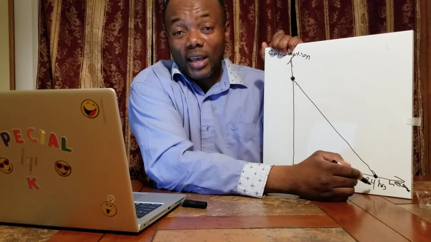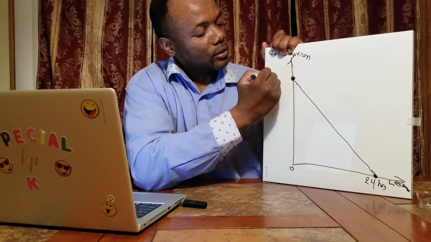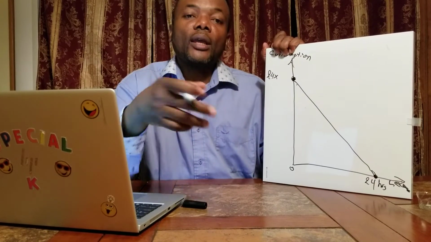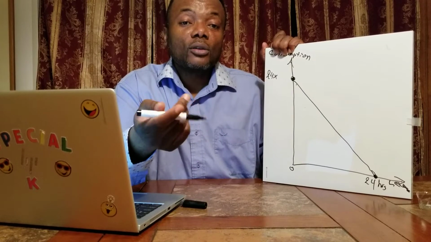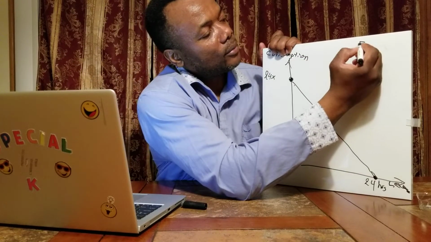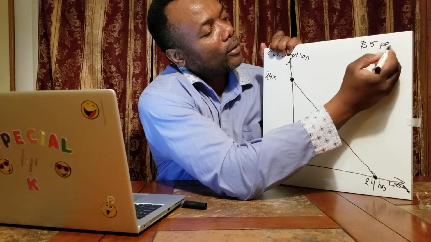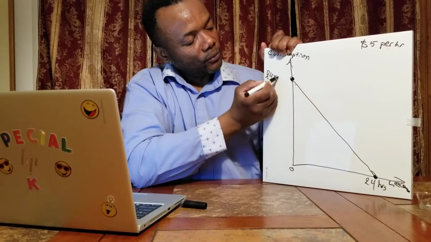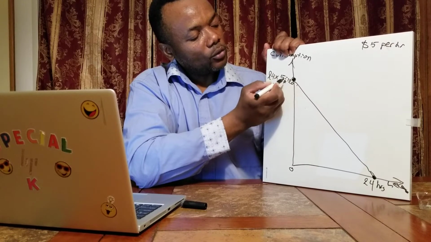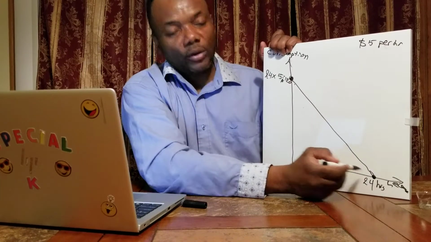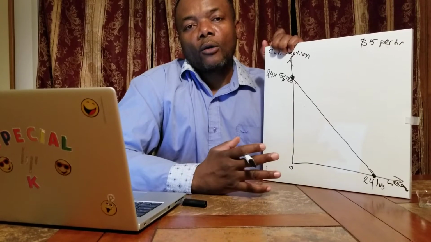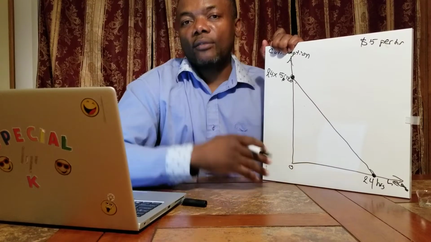Okay, how do you get this point? If it's per day, it's going to be 24, which is the number of hours, times the hourly wage. How much do you get paid per hour? Okay, so let's say you get paid $5 per hour. So 24 times 5 gives you $120. So that will be $120 and 24 hours. That's your budget constraint.